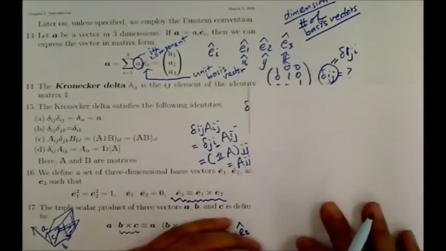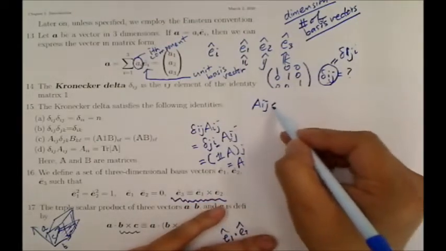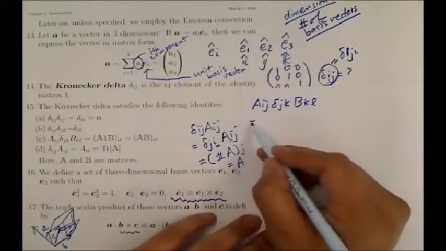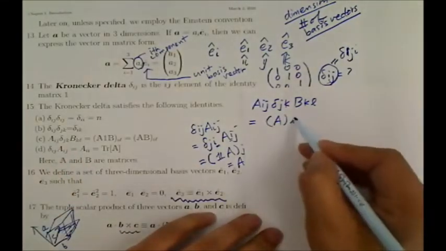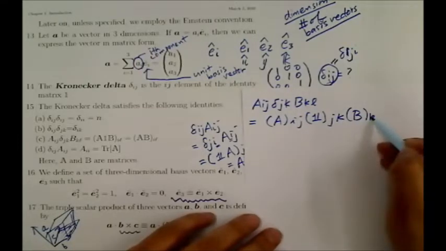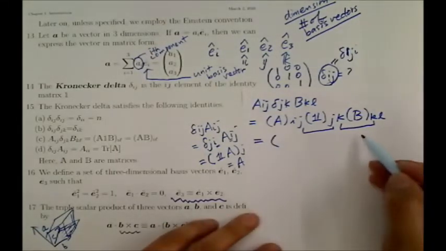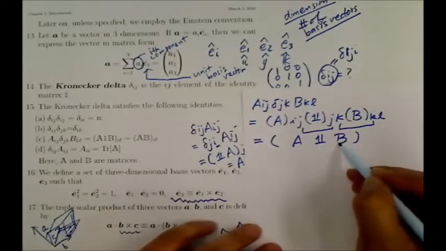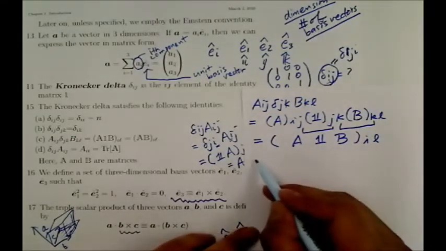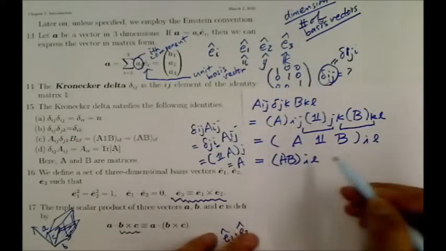Next one. A_ij delta_jk B_kl. This is again the A matrix ij element, the identity matrix jk element, the B matrix kl element. The j's and k's are connected, so this is just A, identity, B, with indices i and l. The identity matrix disappears if it is multiplied by something else, then it's just the product of A and B, with indices i and l. Okay.